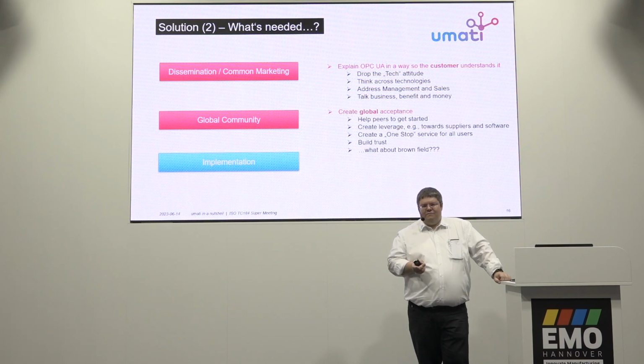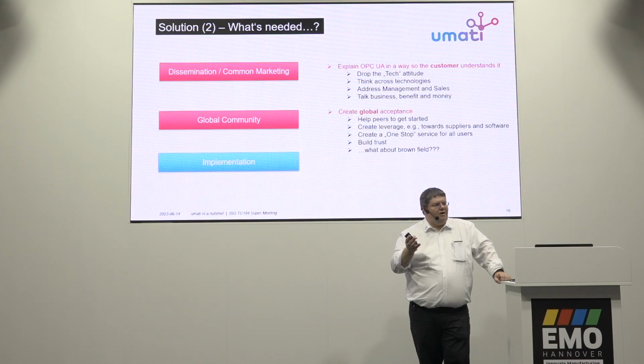And the second thing is we have to do this at a global scale. If you look around, EMO is one of the trade fairs with the biggest share of exhibitors from abroad in Germany. I think we have a share of 70%. Production machinery is globalized. 60% of all the machine tools that we buy in Germany come from abroad. 60% of all the machine tools that we build in Germany go to other countries.